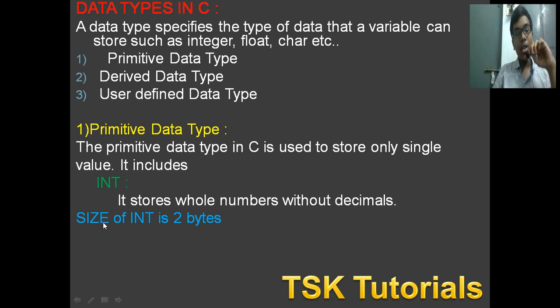The size of the int is 2 bytes. Means integer is used to define data type for a certain variable. Means variable stores some value. It means that it needs some memory. That memory is 2 bytes. The size of the data type is 2 bytes.